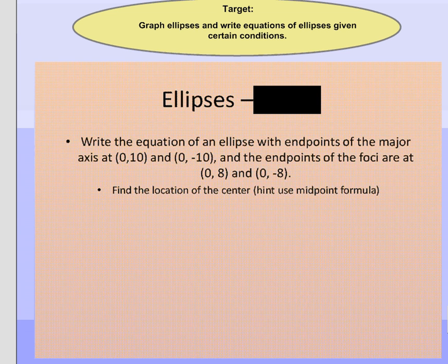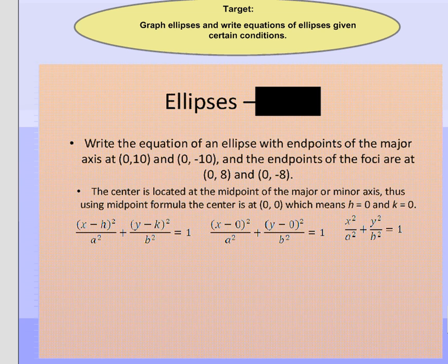Okay, so we want to write the equation of an ellipse with endpoints of the major axis at 0, 10, and 0, negative 10, and the endpoints of the foci at 0, 8, and 0, negative 8. What we want to do is find the location of the center, and you have to remember the definition of where the center is. The center is found at the midpoint of the major and minor axis. So if we know one of the axes, we can find the midpoint of it. We know the endpoints of the major axis, so the midpoint between those 2 points is going to be the center.